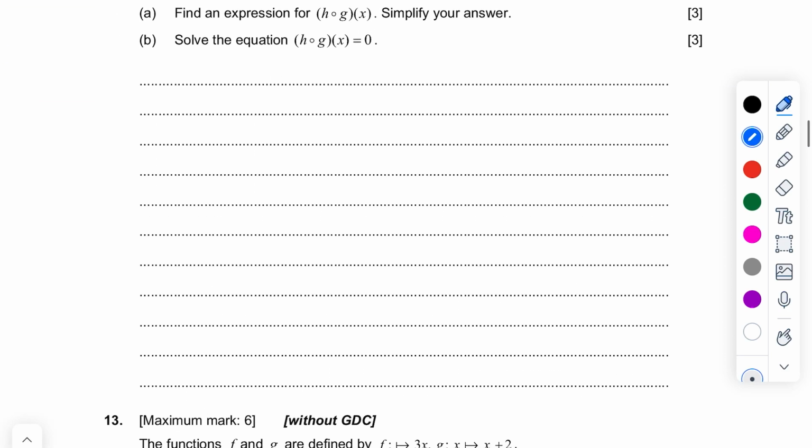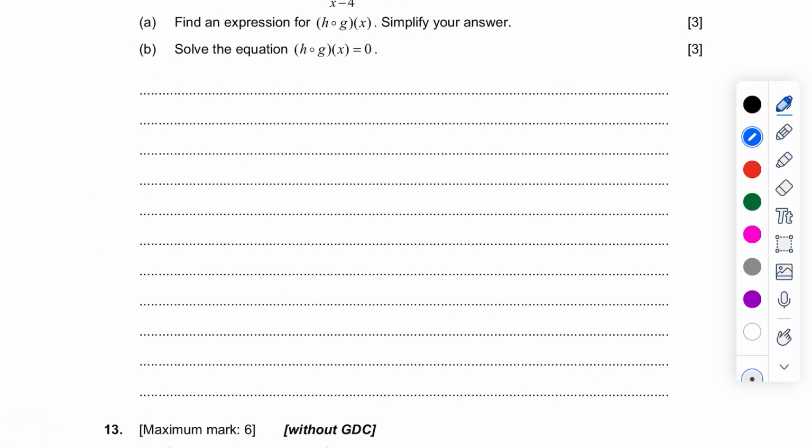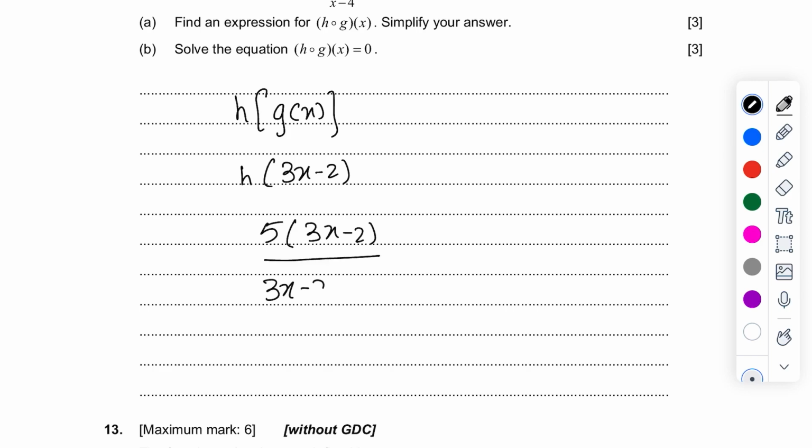Question number 12. g of x equals 3x minus 2, h of x equals 5x upon x minus 4. Find h circle g of x. So it becomes h of g of x. What is g of x? 3x minus 2. Plug in 3x minus 2: 5 times 3x minus 2, divided by 3x minus 2 minus 4. So it becomes 15x minus 10 divided by 3x minus 6.